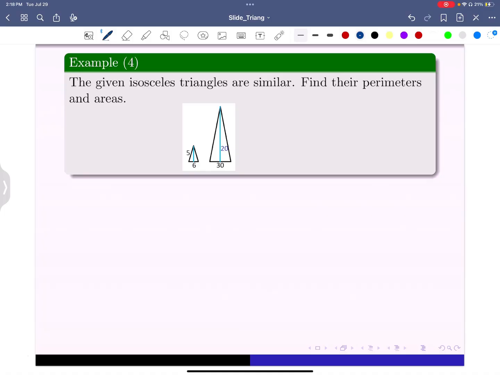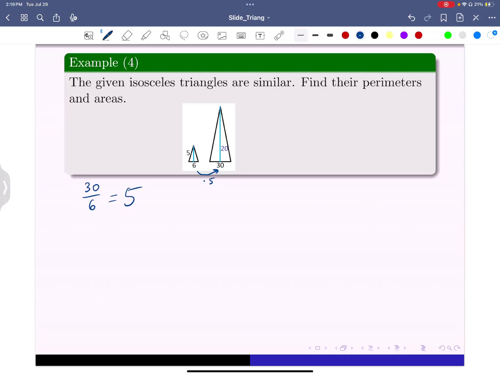Example 4. The given isosceles triangles are similar. Find the perimeters and their areas. So we need to figure out the multiplication scale first. Take the bigger one, divide by the small one. So if we take 30 divided by 6 is 5. The multiplication factor is 5. So I'm going times 5.